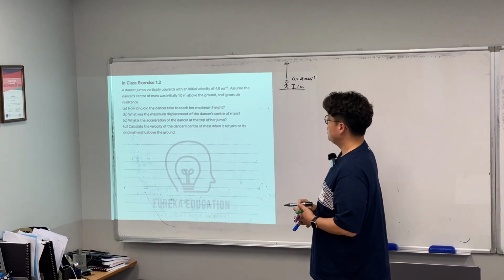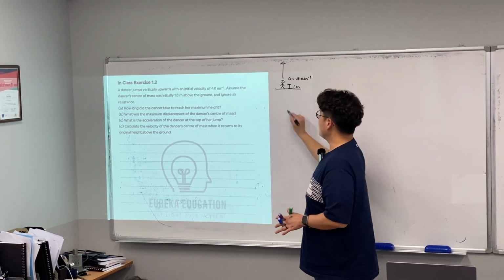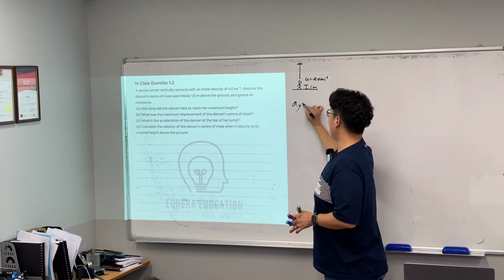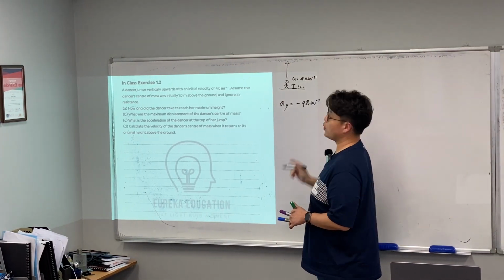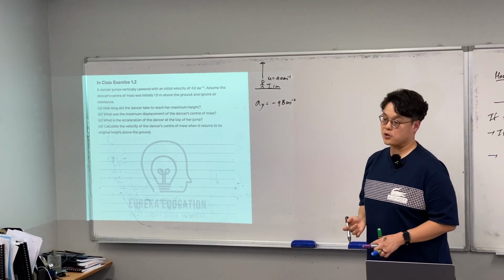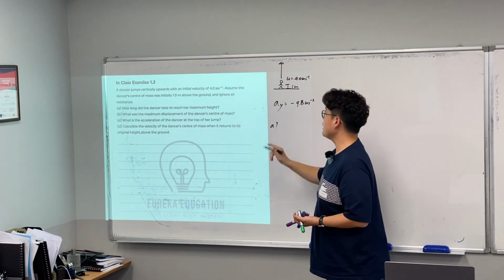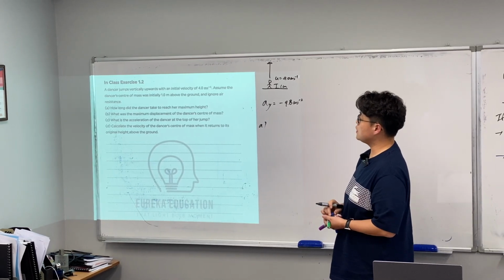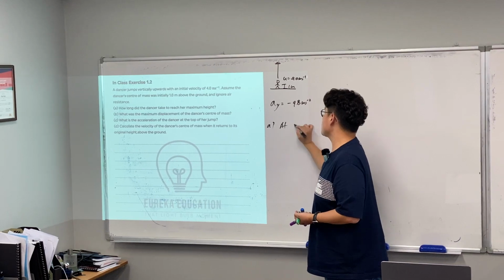That's a given. Now, we are dealing with the vertical motion, so even though it's not really given, we know that a_y would be minus 9.8 meters per second squared, or 9.8 meters per second squared downward, all the time. Let's do question A. How long did the dancer take to reach her maximum height? In this case, we have to look at the max height.